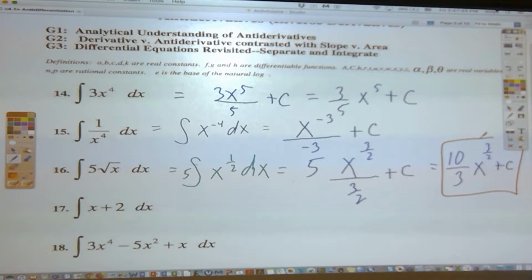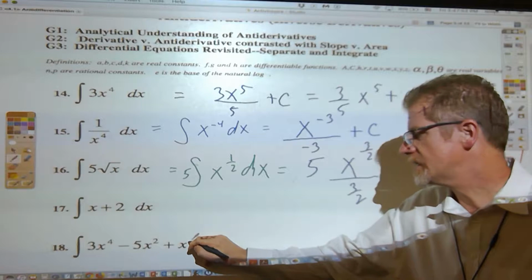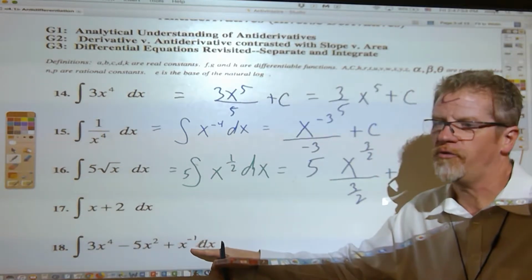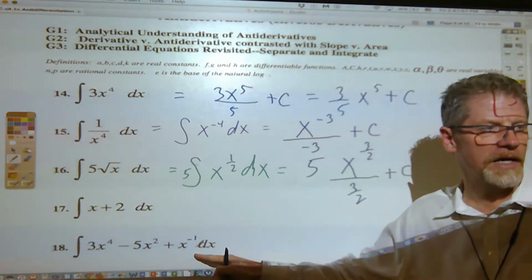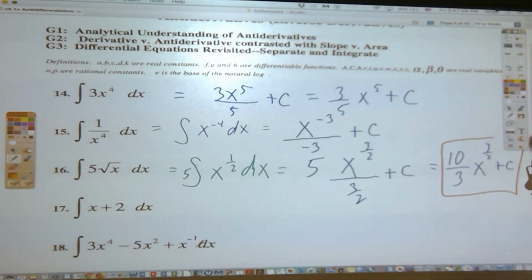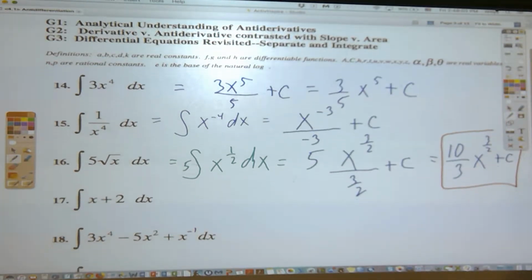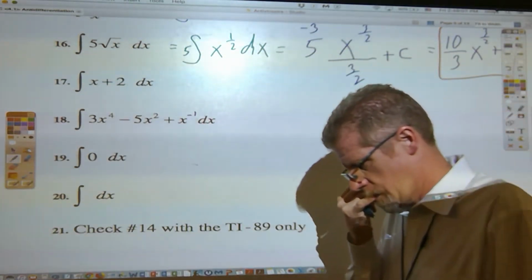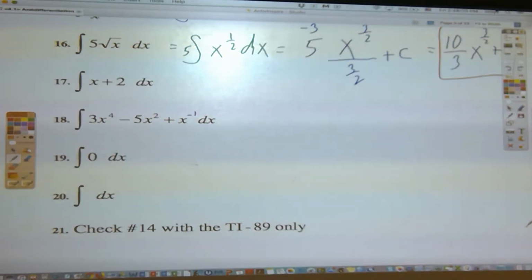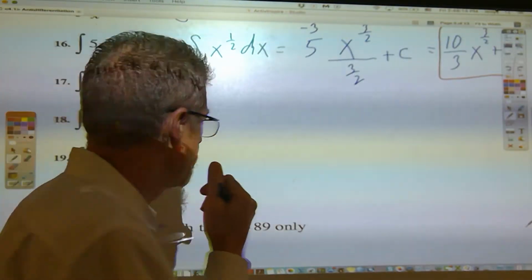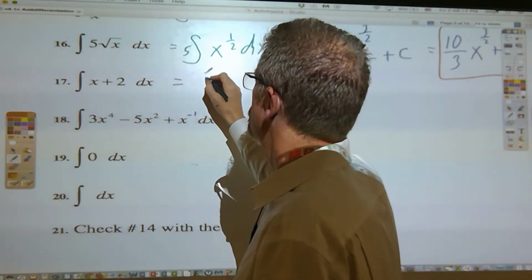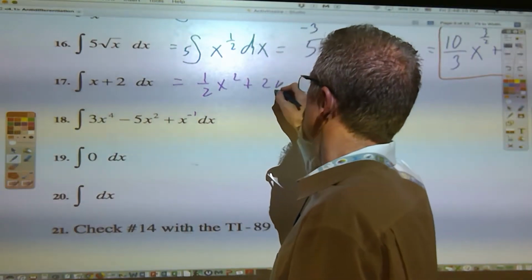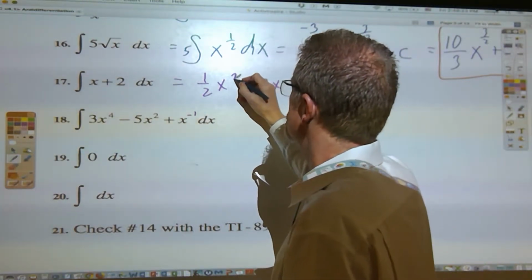All right, give number 17 a go. And number 18, we're gonna make it a little more challenging. This last x, we're gonna make it x to the negative 1 right there. X to the negative 1. All right, so try 17 and the modified version of number 18. Are you remembering the plus c's every time?